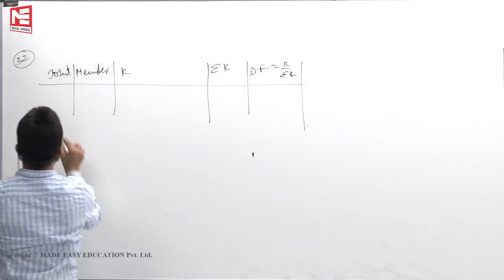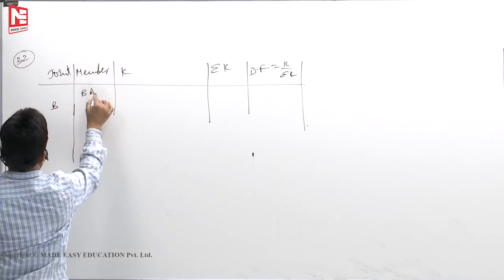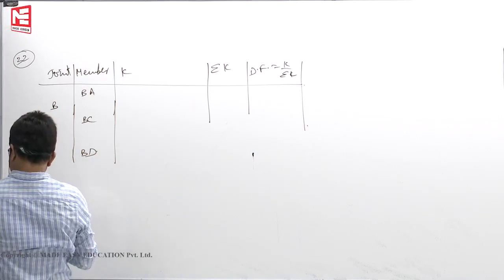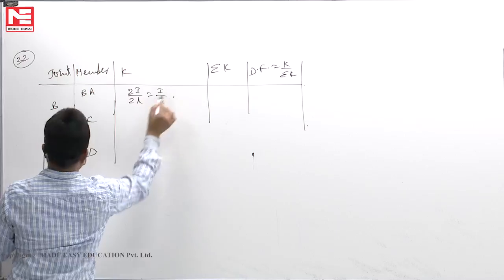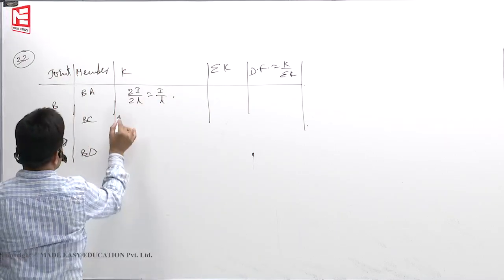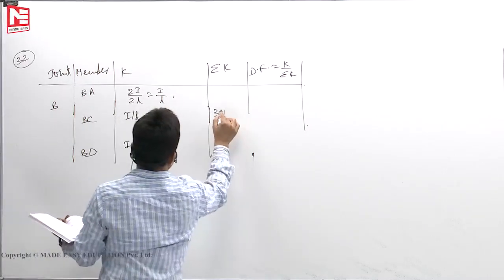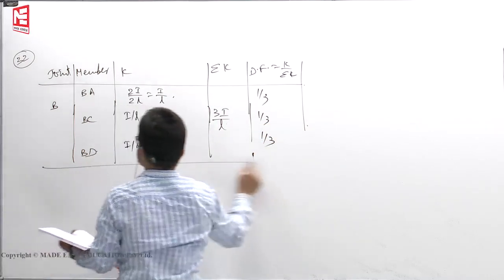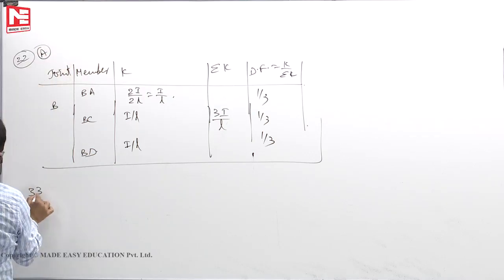Okay. Joint B we wanted. There are three members, BA, BC, BD. So B to A, I by L, 2I by 2L, that means I by L. BC, I by L. BD, I by L. So 3I by L. 1 by 3, 1 by 3, 1 by 3. So 32 is A.